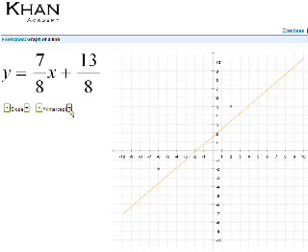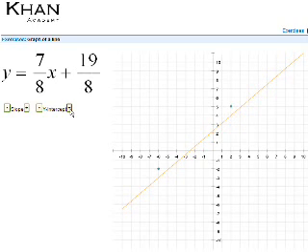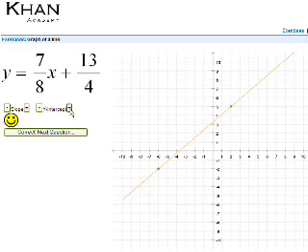Let's see. Let's move this line up, and you do that just by the y-intercept. You can see shifting the y-intercept up just shifts the line straight up. It doesn't change the inclination of the line. The slope changes the inclination of the line. Oh, there we go. The equation of this line is 7/8 x plus 13/4.